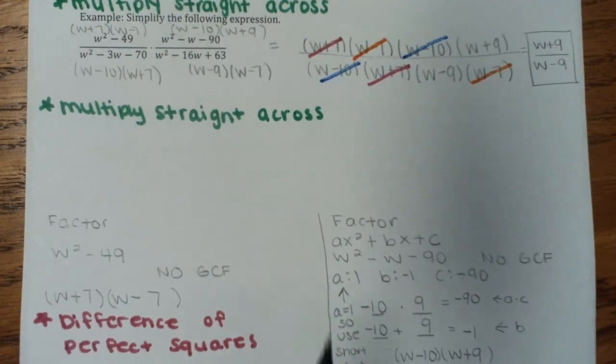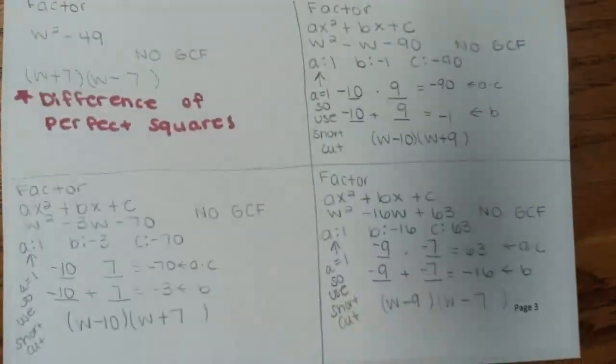So that was kind of the easier part. And then down here was just all of our work to put it in factored form. All right, so that is multiplying. And then our last page is going to be dividing.